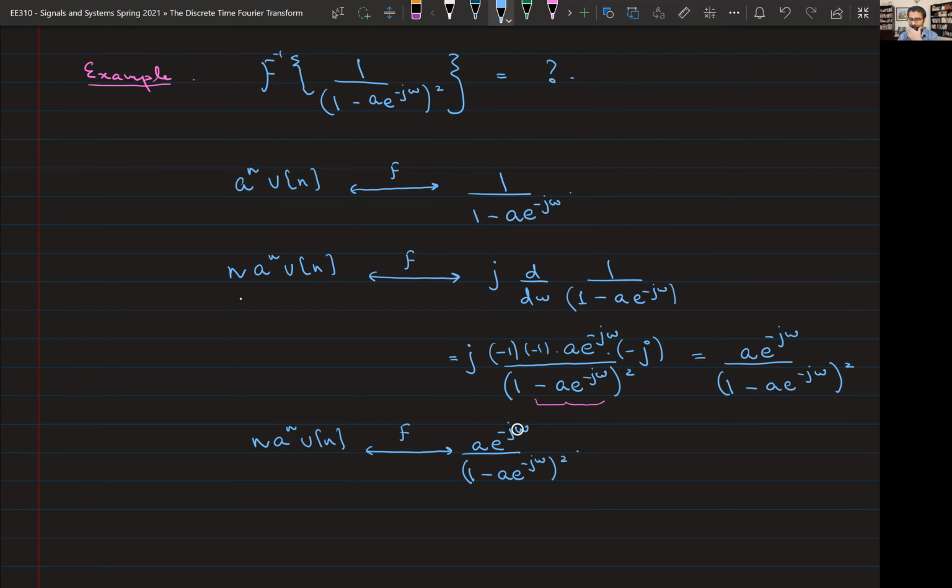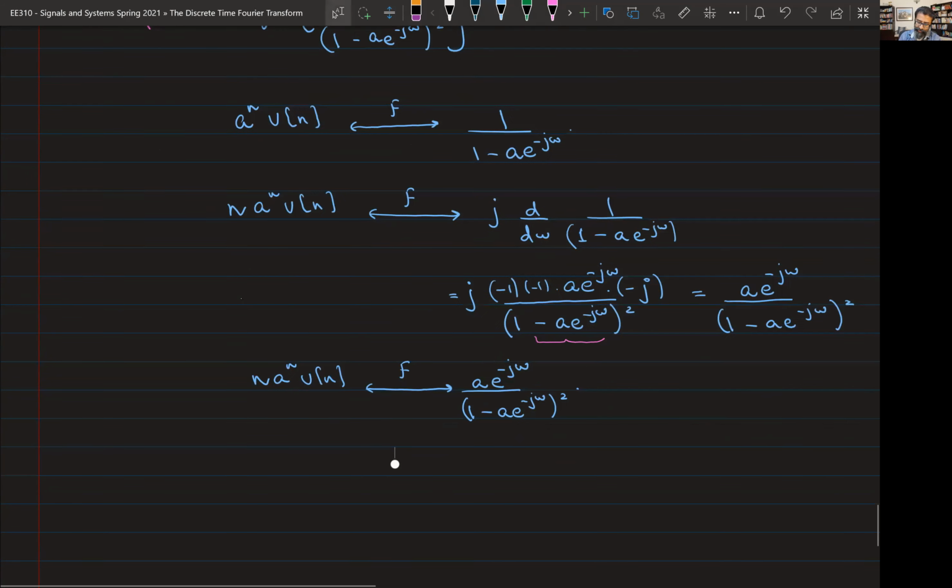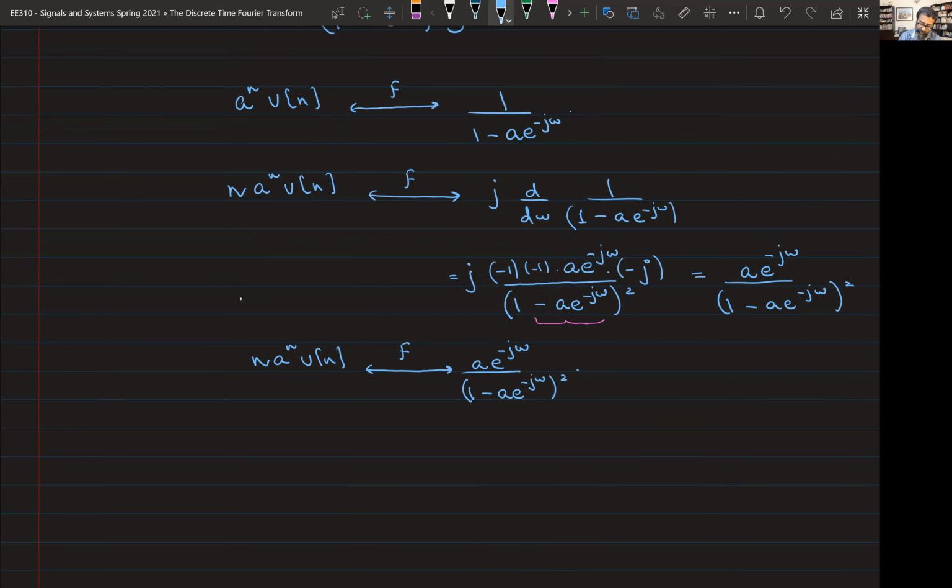So how do I get rid of this? I can get rid of this by using the shifting property. If I just shift the time domain by 1, so n plus 1 a raised to power n plus 1 u of n plus 1, the Fourier transform for that is going to be a times e raised to power minus j omega, whatever I had earlier, over (1 minus a e raised to power minus j omega) whole squared, times e raised to power plus j omega. And the e raised to power plus j omega actually cancels with e raised to power minus j omega. That's actually what I wanted to do.